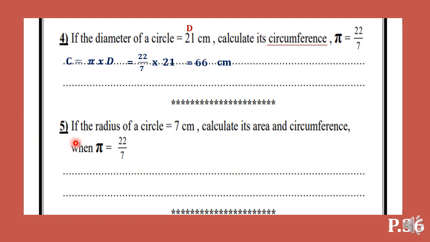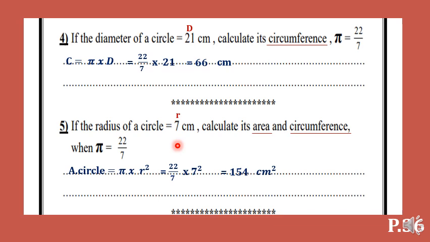Number 5. If the radius of a circle equals 7 centimeter, calculate its area and circumference when pi equals 22 over 7. This 7 is the radius. I want to calculate the area and the circumference. First, what is the rule of the area? Area of the circle equals pi times r power 2 equals 22 over 7 times 7 power 2. The answer will be 154 squared centimeter.